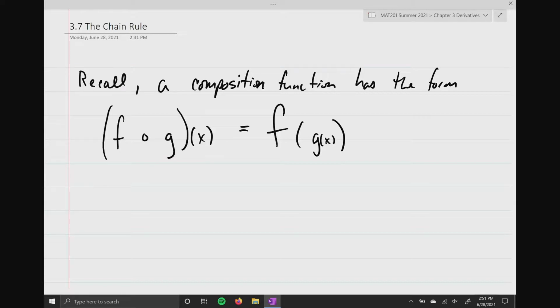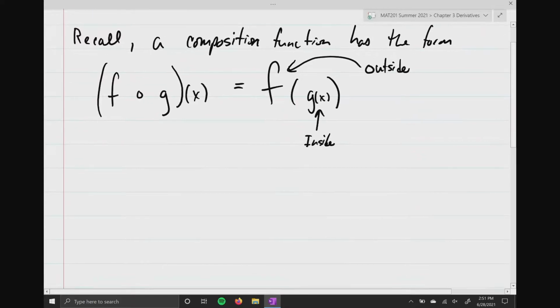So, a composition function has the form f composite g of x, which equals f of g of x. Now, if you remember, when we evaluated a compositional function, we always did the inside function first. And then whatever that result was, we evaluated that with the outside function, which would be the f of x, in this case, just the letter f.